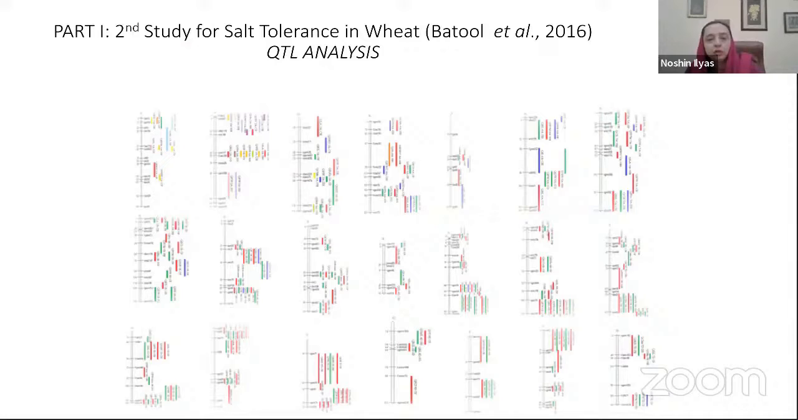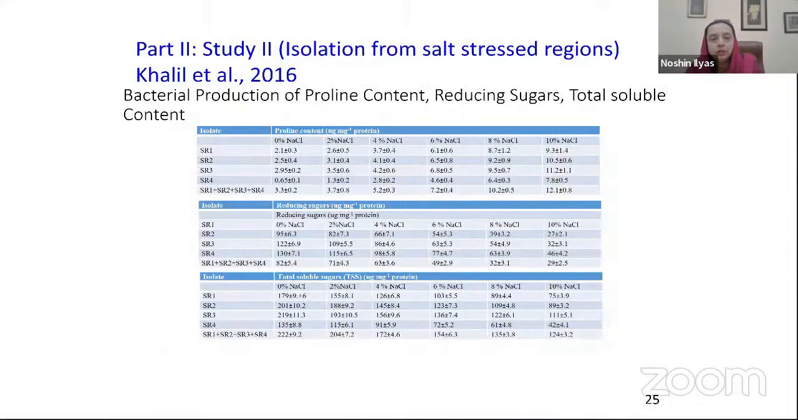Here we have some work on the salt stress, and you can also see that these are the QTLs for the salt stress, where we did genome mapping of the traits which are responsible for the salt stress in the plants. And these are also the chromosomal maps for the wheat. And along with it, in the second part, we also isolated some strains. I have mentioned some of these strains in an earlier slide.